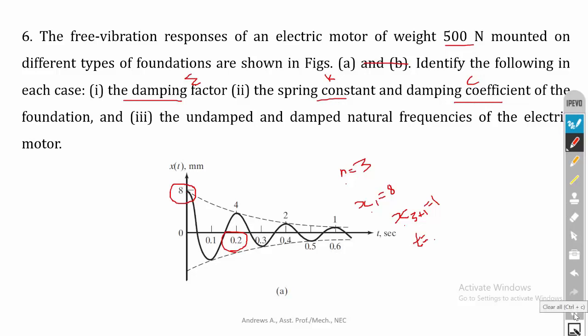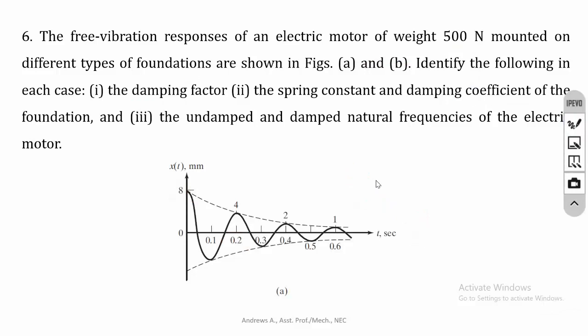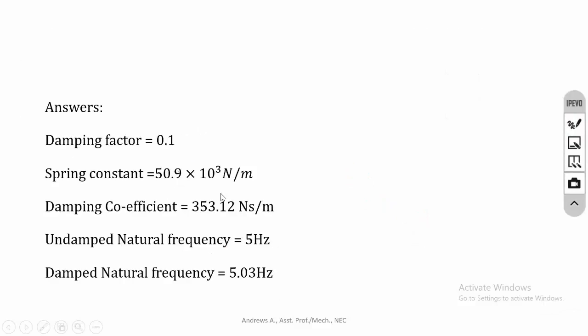This is how you have to solve this problem, and these are all the answers. The damping factor is 0.1, and this is K, the spring constant, and the damping coefficient is C. The natural frequencies I have given in hertz. So calculate FD, not omega d. Undamped means it is Fn, and finally the damped natural frequency is FD. We have to calculate these.